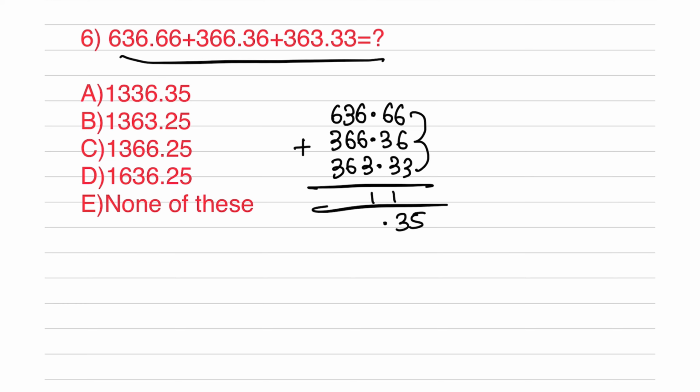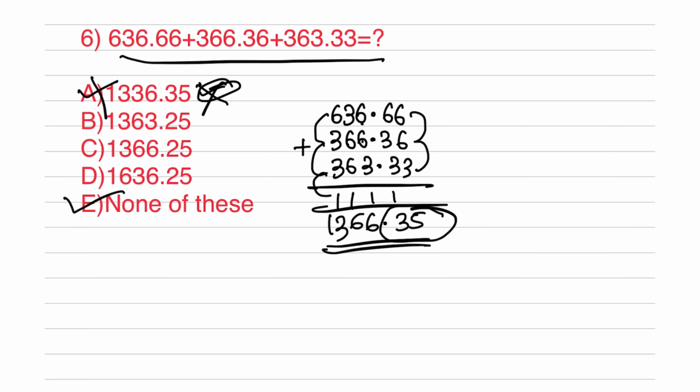And as you got 3.5, don't take this answer, because you should solve this fully. 6 plus 6 is 12, 12 plus 3 is 15, 15 plus 1 is 16, 3 plus 6 is 9, 9 plus 6 is 15, 15 plus 1 is 16, 6 plus 3 is 9, 9 plus 3 is 12, 12 plus 1 is 13. So this answer is not there, so option E is the right answer, None of these. If you take only the 2 digits, then your answer will be wrong. Solve fully so that you get confirmation in your answer.